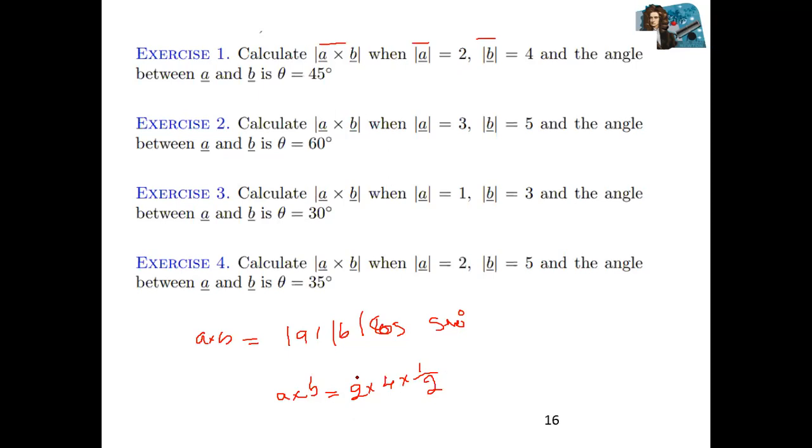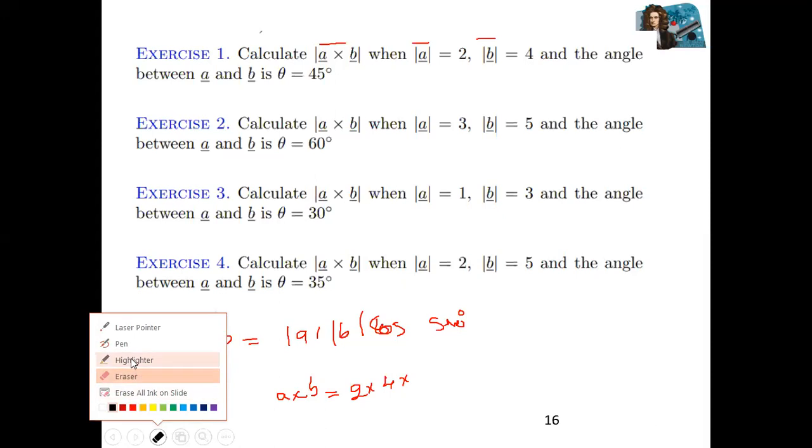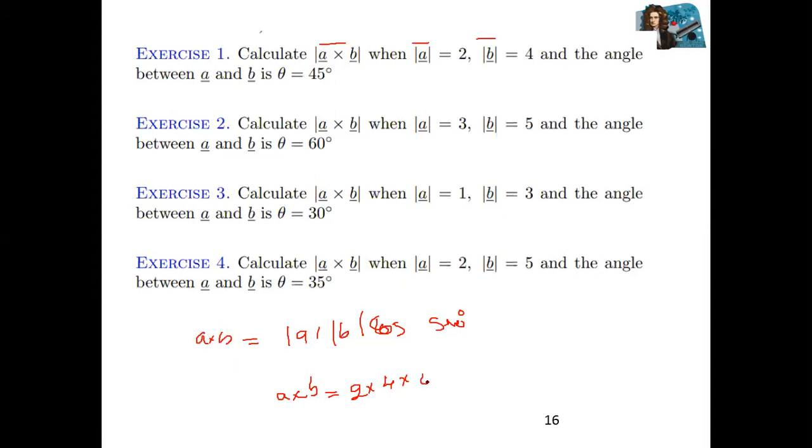Yes, wait. Yes, you are right. Sine 30 is 1 over 2, not this one. So what is it? 0.707, sir. Okay, yes, excellent, 0.707. So you can multiply these. You will find 11.31, sir. 11.31.